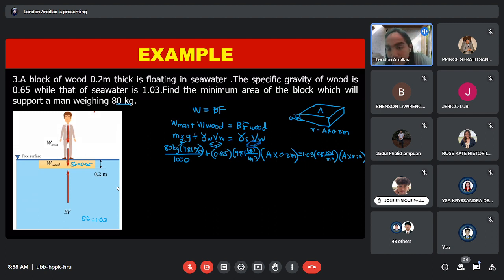Again, yung block of wood is totally submerged. Therefore, yung volume ng displaced tsaka volume ng wood is the same. Right? So, if you try to solve that using calculator, you'll get area, kasi yun yung hinahanap, equal to 1.053 square meter. That is the area that is needed to support a person.